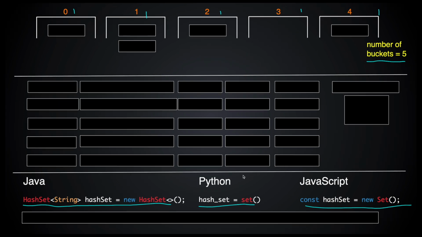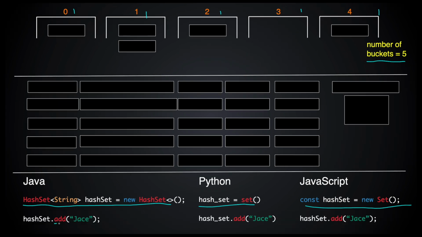Now let's put some elements into the hash set. In order to do it, let's call the function add in Java, Python, or JavaScript. For example, let's put the name Jace into the hash set. But how does the hash set know in which bucket it should put the name Jace? Into the first one, second one, third one, fourth one, or into the fifth one?